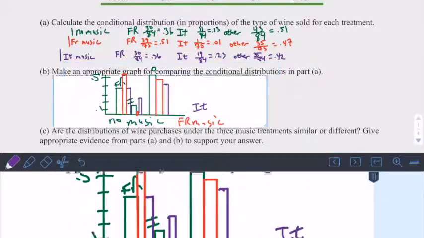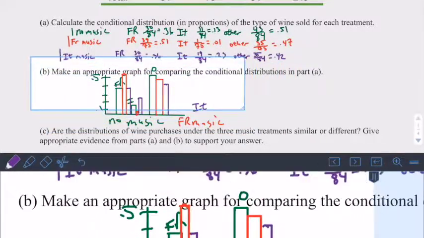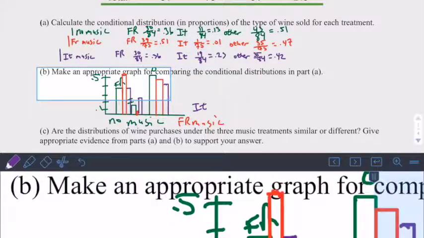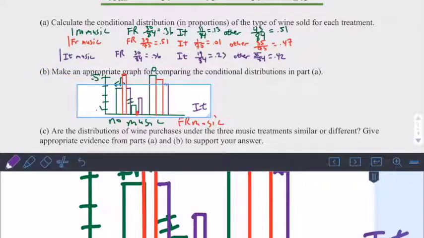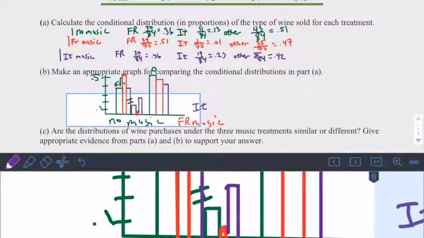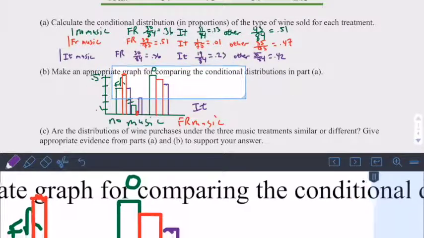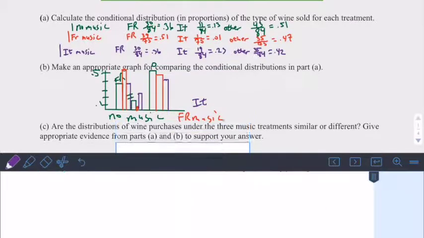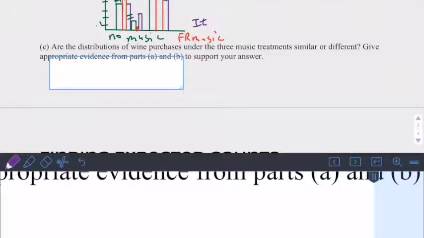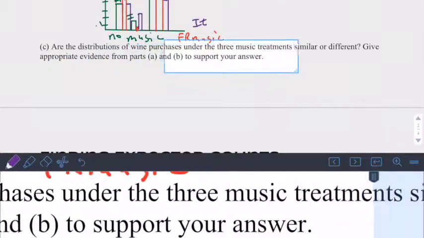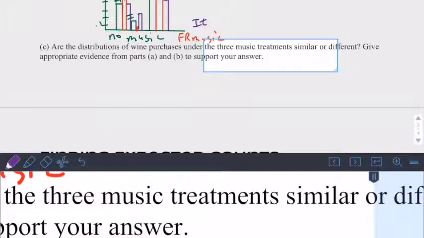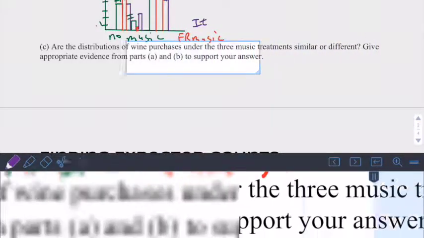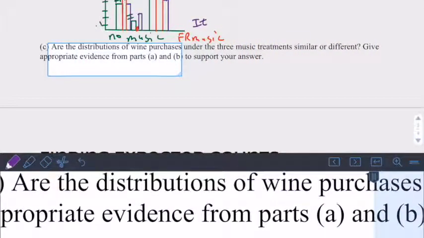So looking at my graph, it doesn't look like there was too much variation with the French wines. There was a little bit more variation with the Italian wines, and then the other wines had a little bit of variation as well, but I don't know if that's significant. So are the distributions of wine purchases under the three music treatments similar or different? Well, there's some similarities and differences. So we want to give appropriate evidence.